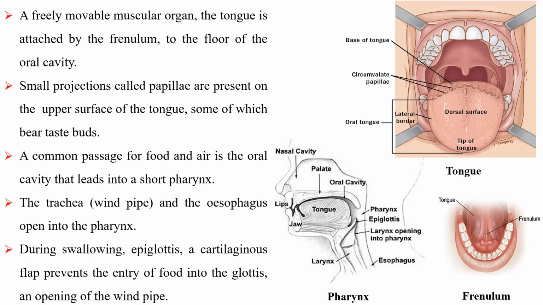A freely movable muscular organ, the tongue, is attached by the frenulum to the floor of the oral cavity. Small projections called papillae are present on the upper surface of the tongue, some of which bear taste buds. A common passage for food and air is the oral cavity that leads into a short pharynx. The trachea and esophagus open into the pharynx. During swallowing, the epiglottis, a cartilaginous flap, prevents the entry of food into the glottis, the opening of the windpipe.